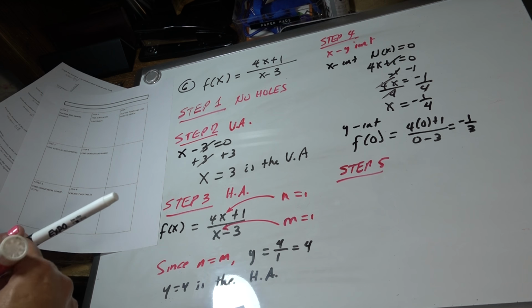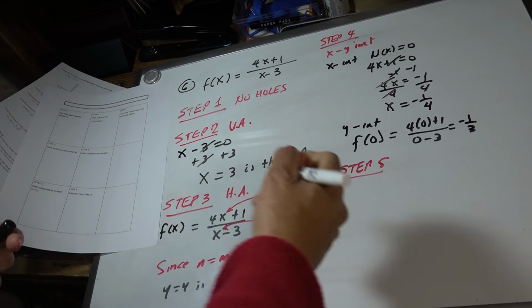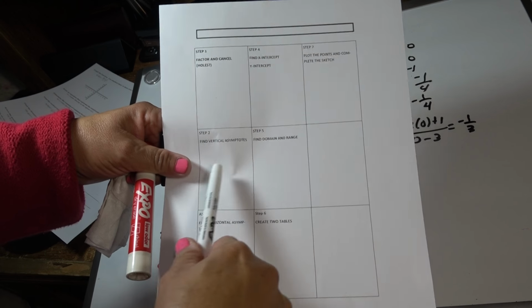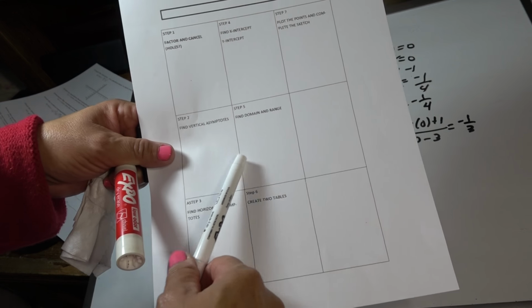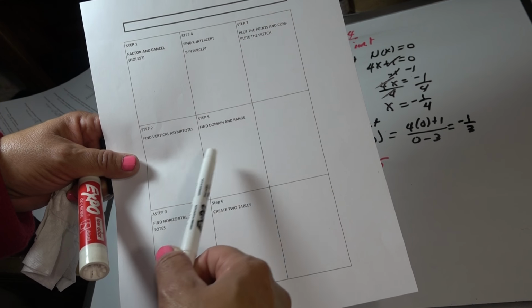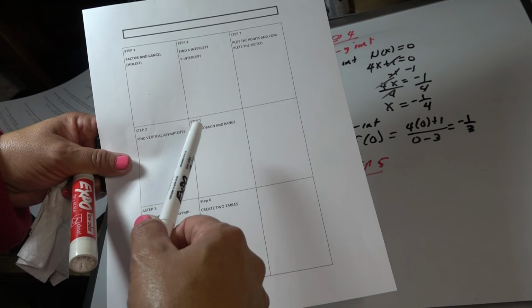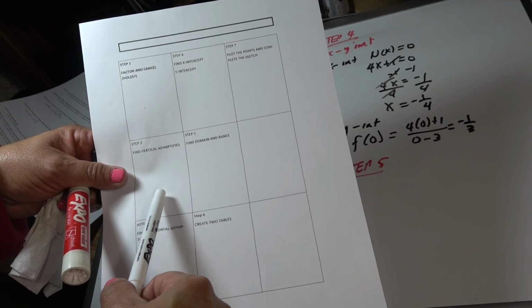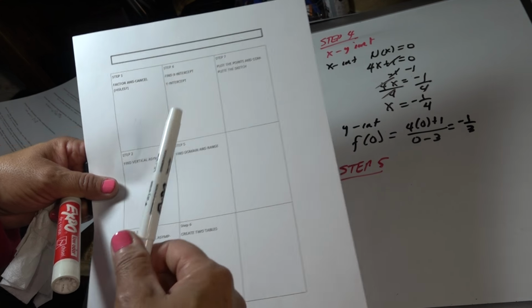Is find domain and range. For the domain, it's going to be easy for you guys because these two little squares are next to each other. Whatever you did here, you have to do it here. So use the answer from this one to answer this one. To find the domain is all real numbers except the value where you have x in the vertical asymptote.